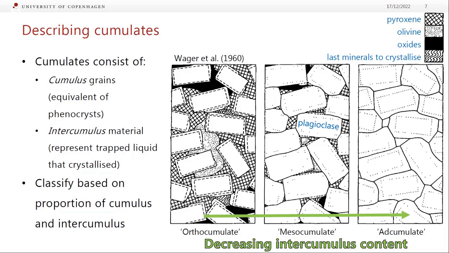This figure is from the paper that originally defined this, and you can see they're talking here about a plagioclase-dominated cumulate. So the cumulus grains are all plagioclase, and then in between, in these different examples, you have different amounts of intercumulus pyroxene, olivine, oxides, and some kind of quartz-bearing material that's the last thing to crystallize. So on the right, you can see that essentially the whole cumulate rock is made of plagioclase, so that would be an adcumulate.